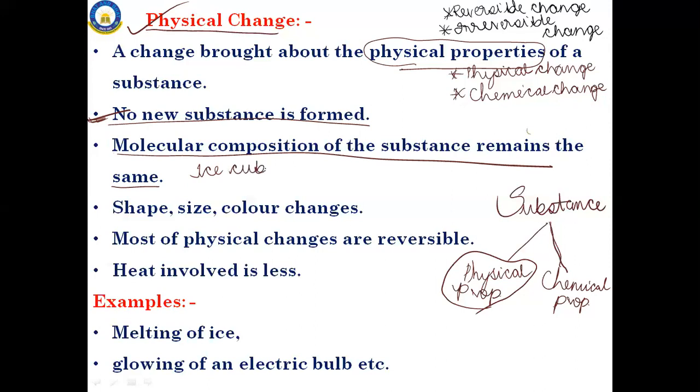So I am considering an ice cube. When we heat this ice cube, it will form water. So what is the formula for water? It is H2O, and for the ice cube also it is H2O. So here, the formula for the ice cube is H2O, and even the formula for water is H2O. This is what we call molecular composition.